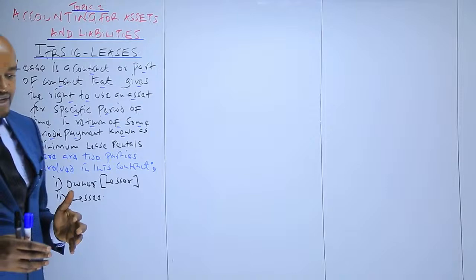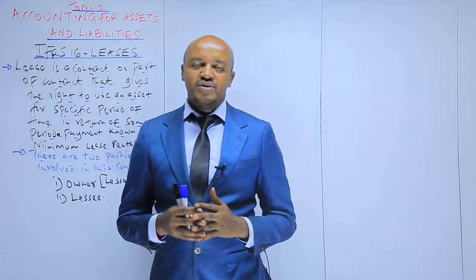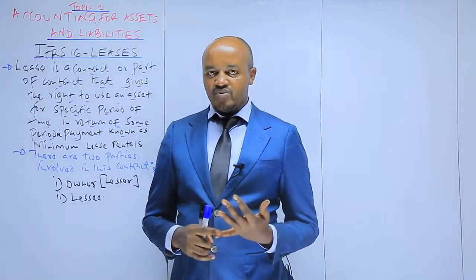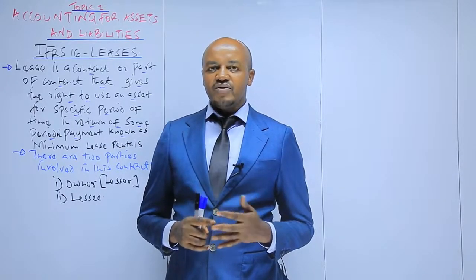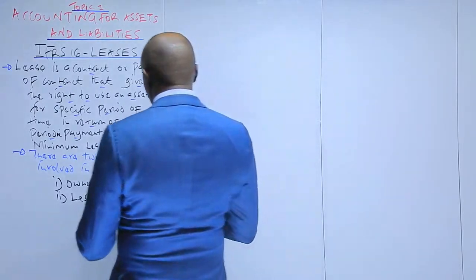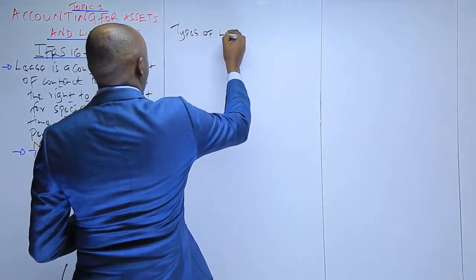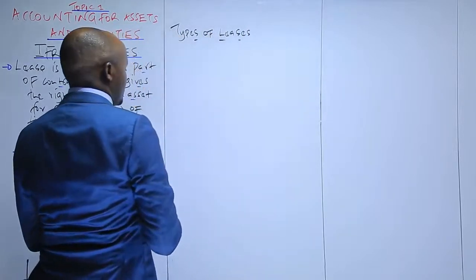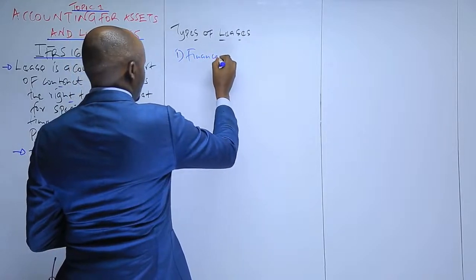Now, in this particular case, we have various ways in which leases are classified in accordance with this standard, that is IFRS 16. Number 1, we have something called a finance lease. Number 2, we have something called an operating lease, and then we have something called a short-term lease. So let us look at the types of leases, or the various ways in which leases are classified. Number one, we have what we refer to as a finance lease.